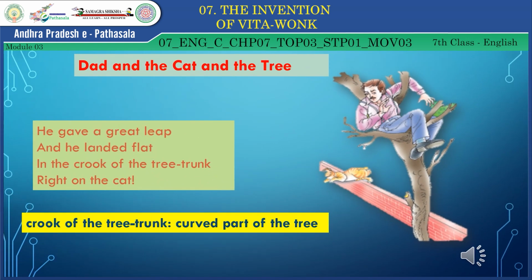He gave a great leap and he landed flat in the crook of the tree trunk right on the cat. So this time he jumped to the bend in the tree trunk right on the cat. So here crook of the tree trunk means curved part of the tree.